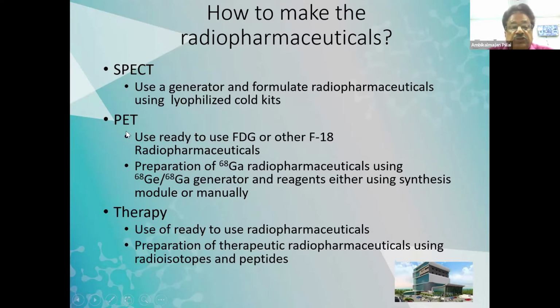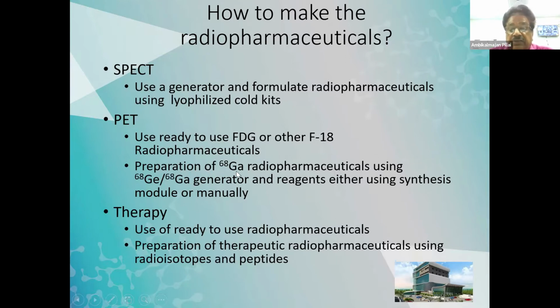Then when it comes to positron emission tomography, we use two types of radiopharmaceutical. One is F-18 related radiopharmaceuticals, and the other is gallium radiopharmaceuticals. All of us get the F-18 radiopharmaceutical as a ready to use product in the clinic. It will be prepared in a cyclotron center, and it will come to us as the ready to use radiopharmaceutical. Not much of radiopharmacy is involved.